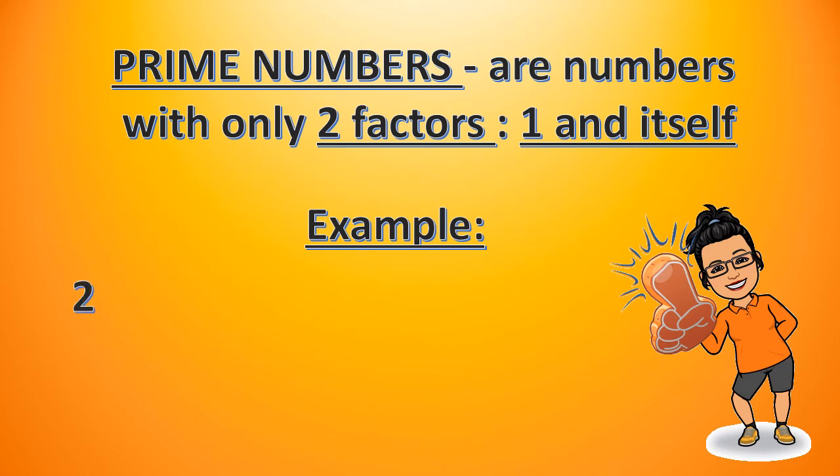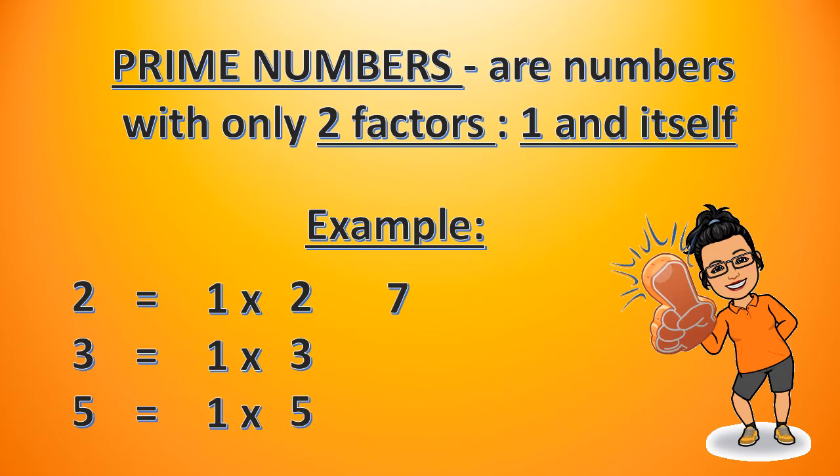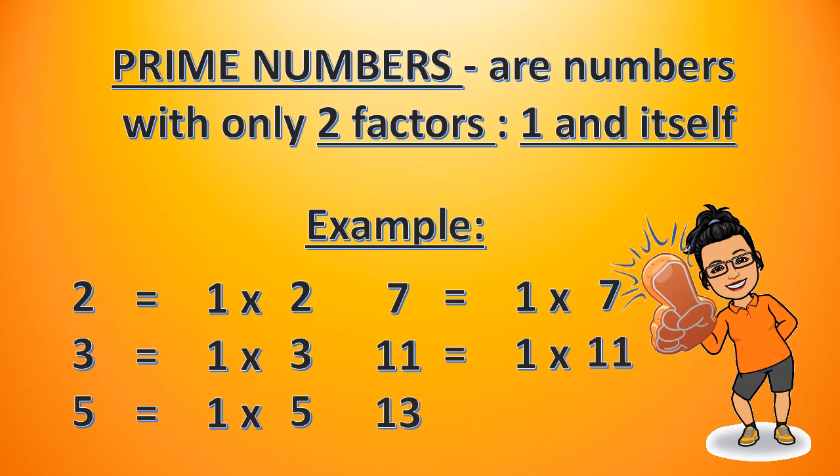2 is a prime number because it has only two factors, 1 and itself. Same as the number 3, 5, 7, 11, 13. These are some examples of prime numbers.